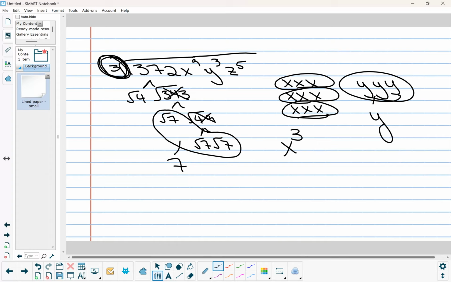And then I have a z to the fifth. So I have 3 z's that will get circled. That'll give us 1 z outside. And these 2 z's right here can't come out of the radical, right? So that'll be a z squared.